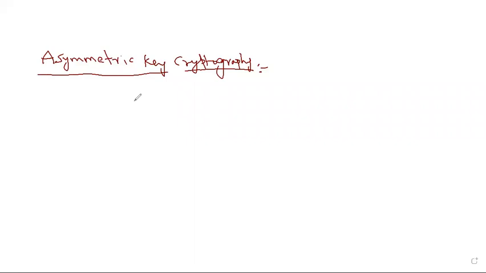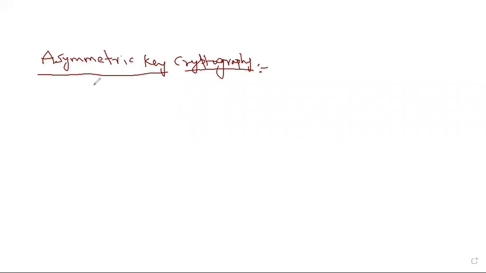In this video, I am going to explain asymmetric key cryptography. In the previous video, I explained symmetric key cryptography. Asymmetric means not the same keys. Two sides, two different keys should be used by the sender and receiver. Those two must be related to each other, right?